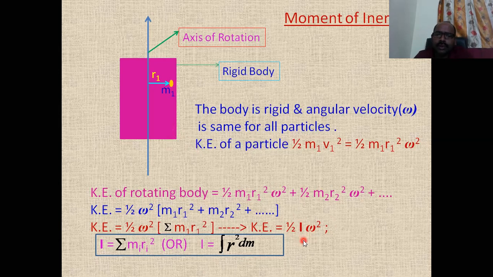Now we see the definition of moment of inertia also. If a particular object is rotating with unit angular velocity, if we write omega is equal to 1, then kinetic energy is equal to I by 2, and I is equal to 2 times kinetic energy. In that way, we can define the moment of inertia: whenever the particle is rotating with unit angular velocity, the moment of inertia is equal to twice the rotational kinetic energy of that particle.